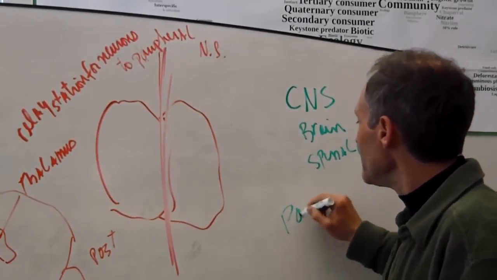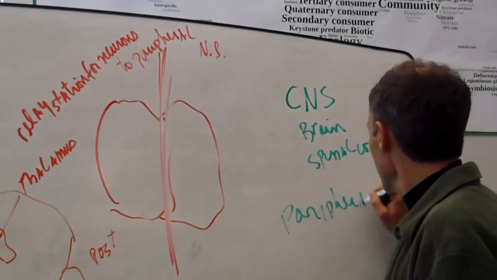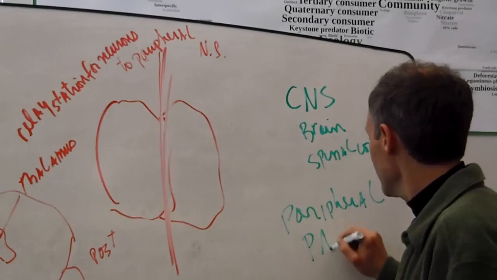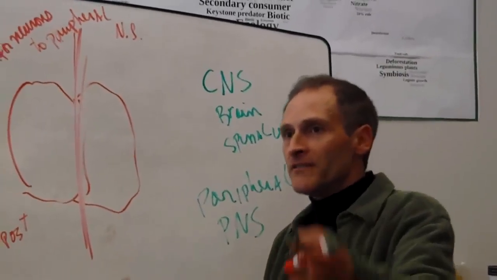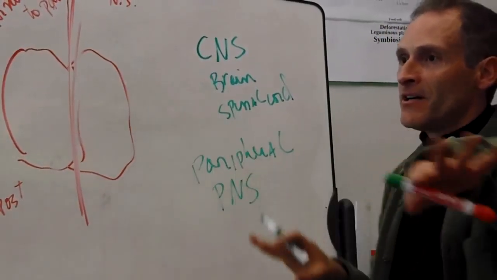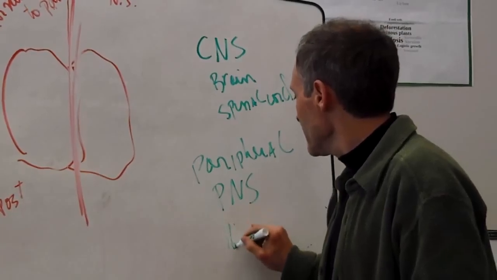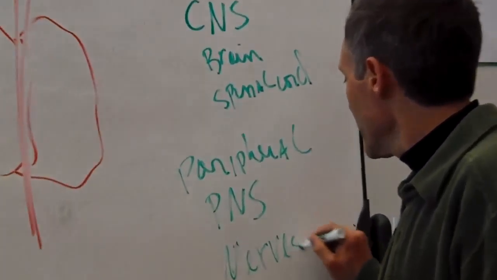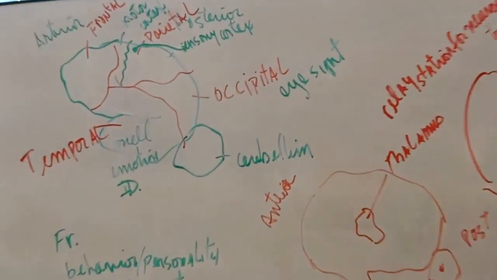Okay, and then the peripheral nervous system. Peripheral, and I don't know why I just didn't put a P in this. This is all the nerves that extend from the spinal cord. So these are mainly nerves. And what two types of nerves are there? There's sensory and motor.